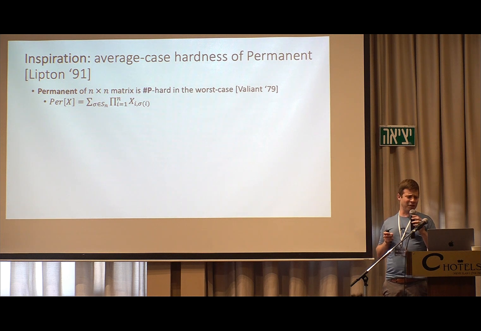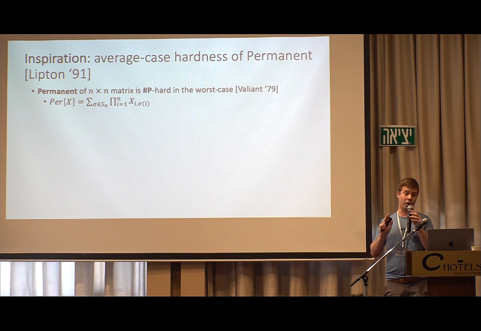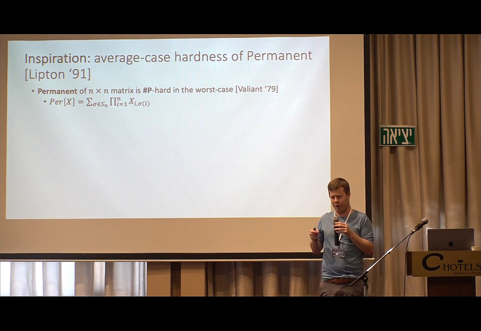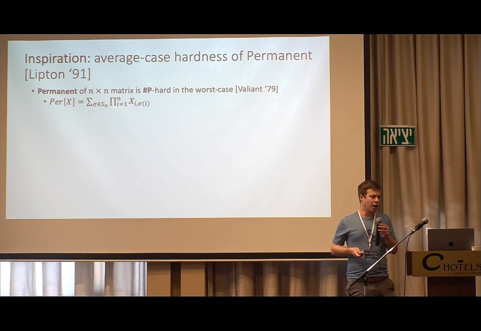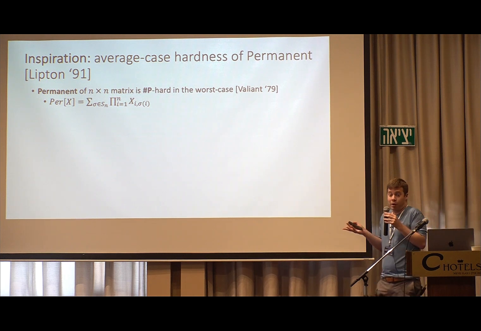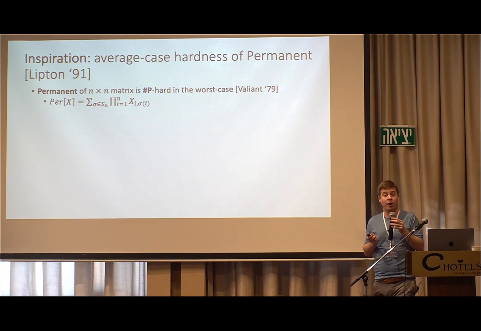Right, the starting point is a really famous result in complexity theory, which is that the permanent of a worst case matrix is a hard problem. It's a sharp P hard problem. That means that we can't expect an efficient algorithm to compute the permanent on any matrix. Okay, this is what we mean by worst case. And this is a very surprising result, especially in the early 90s when it was first discovered, because the permanent looks a lot like the determinant, which of course is easy. But the permanent is very hard.